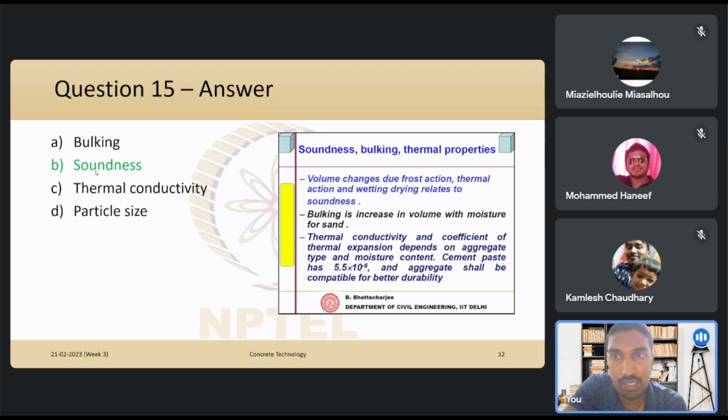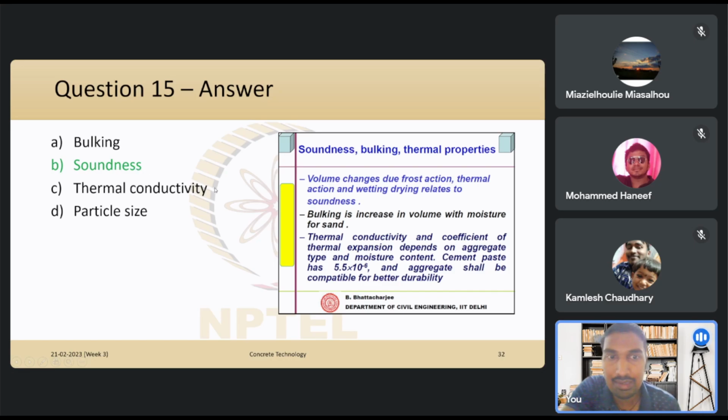So similarly for aggregates also, it is this change in the volumes due to different environmental action. That is the property that we call soundness, right? You may confuse it with bulking, but bulking is more for the volume increase in sand, right? That is specifically for sand, which we call bulking, whereas soundness is for the volume change because of the different environmental actions on the aggregate, right? So that is the soundness property.